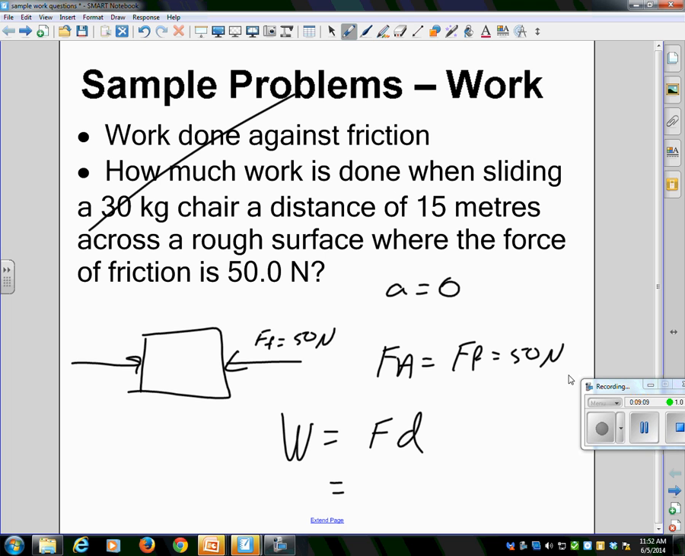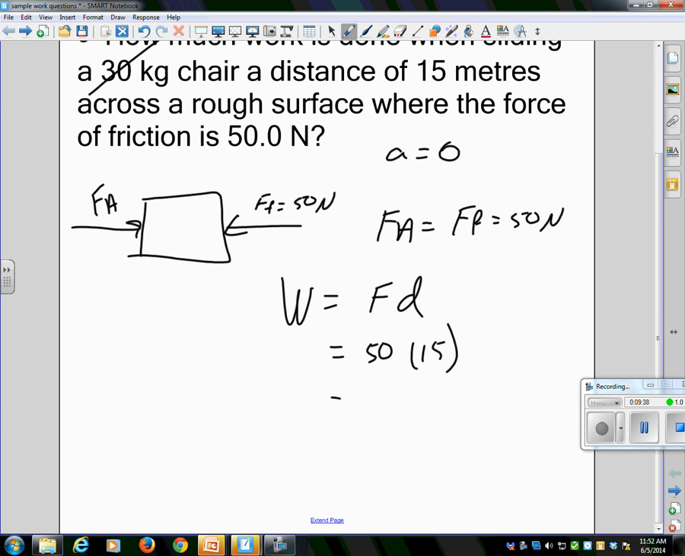How do we figure acceleration 0 again? It doesn't say that there's an acceleration, so you're just going to have to make that assumption. I just find out the force. The force of friction is 50 newtons. If the acceleration is 0, there's no net force, which means that the applied force, whatever I'm pushing with, has to equal the friction force of 50 newtons. And it's a distance of 15 meters, so it's just 50 times 15, which is 750.